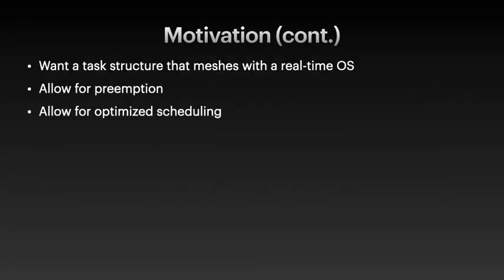In addition to meeting system time constraints, we want a task structure that meshes well with a real-time OS, where the OS itself can call these tasks. We want to allow for preemption, so higher priority tasks can interrupt lower priority ones, and we want to be able to optimize our scheduling so every task can get scheduled properly.